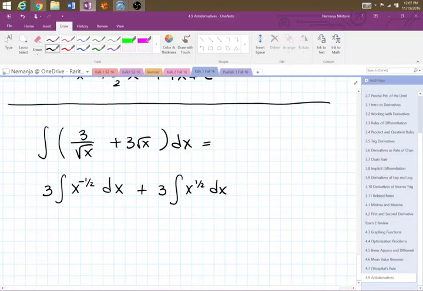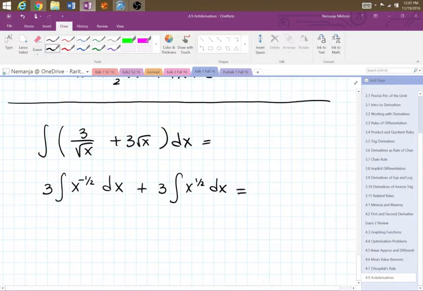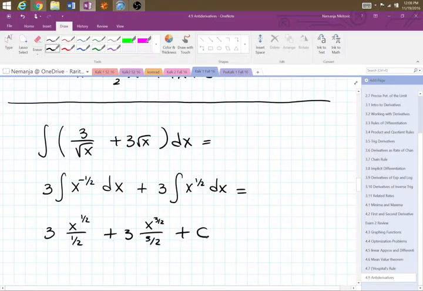So that's what I do. And then I solve. So I add 1. I have 3 x to the negative 1/2 plus 1, which is positive 1/2, divided by 1/2. So that's the first integral. Plus 3, and now I have the second integral, which is x to the 3/2 when I add 1, divided by 3/2. And then I have a plus c.